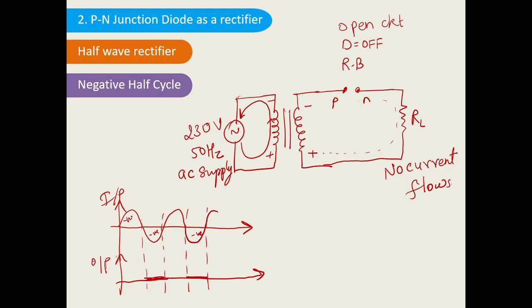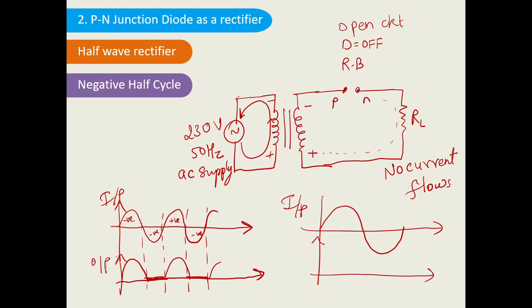While for the positive half cycle, we have already learned that the output will follow the input. So this is the complete waveform of the half wave rectifier. Why is it called a half wave rectifier? Because for a complete input wave, the output we are getting is only the half part of the input. Only the positive half cycle we are getting, while the negative half cycle is zero. That's why this is called a half wave rectifier.